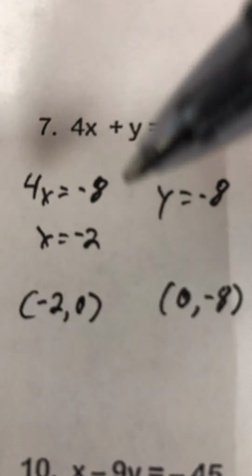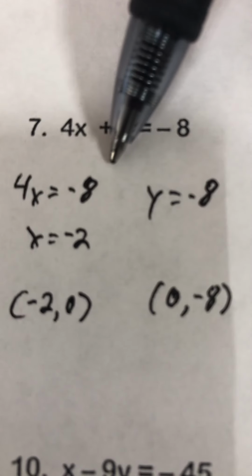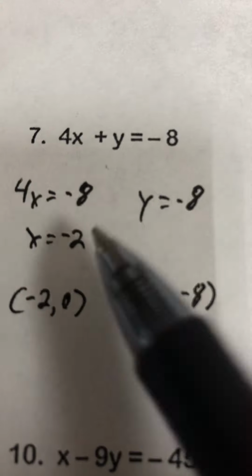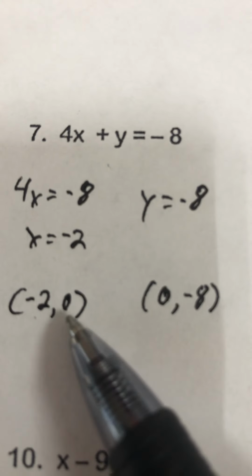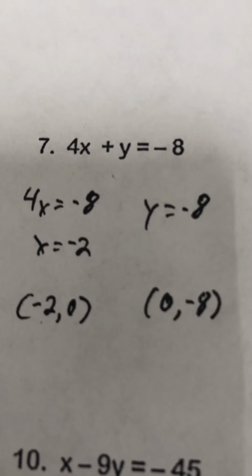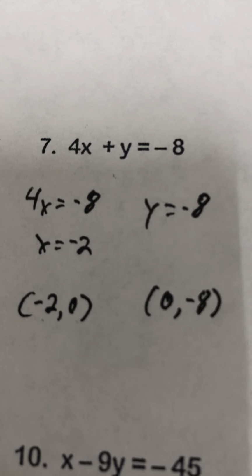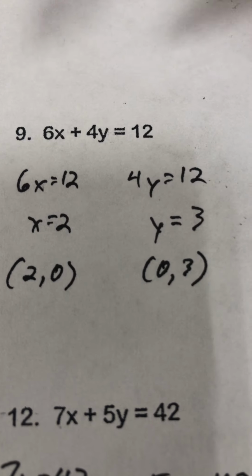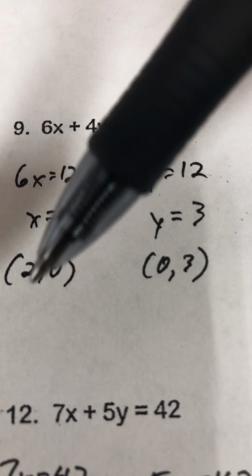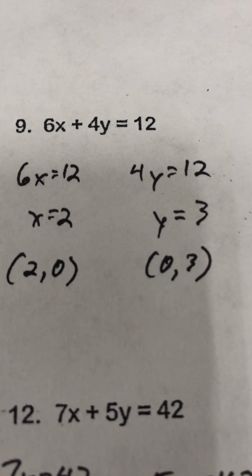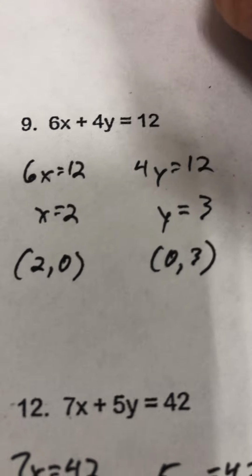For number 7, you can see I set these both to 0. I end up getting my x-intercept is negative 2, 0, and my y-intercept is 0, negative 8. Go ahead and try number 8 on your own. Number 9, you should be getting 2, 0, and 0, 3. You can see how that is done.